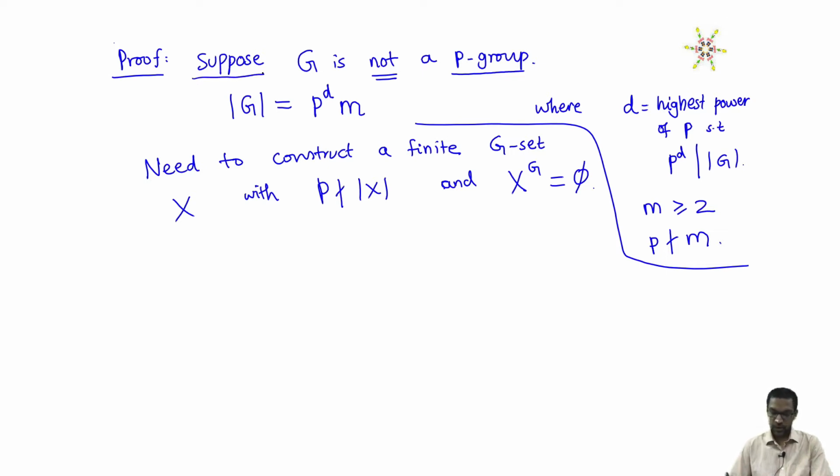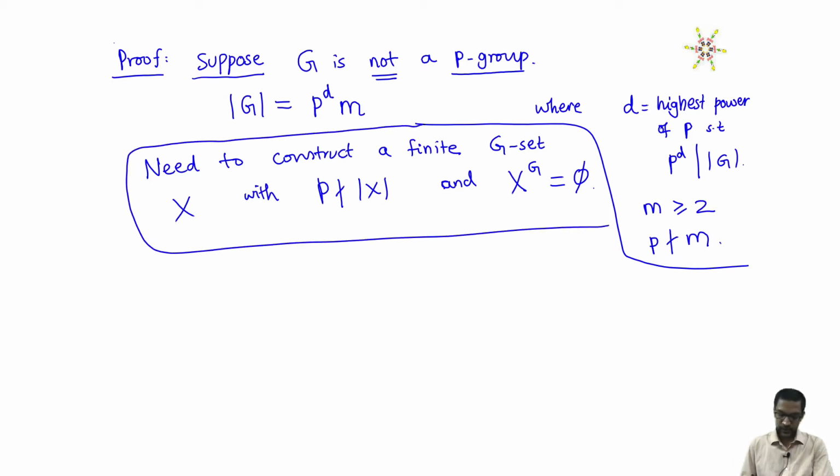So what I really need to do is the following. If G is not a P group, then I should be able to construct an action of G on a set X such that there are no fixed points. In other words, I need to construct a fixed point free action. Let's give this a name. I would like to say that this sort of action is what's called fixed point free, meaning there are no fixed points here, or fixed point less if you wish.